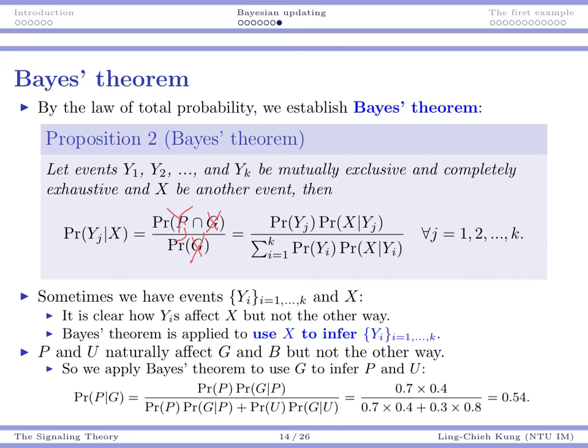In general, in some cases, it is clear how yi's affect x, right? We sometimes know that whether a product is popular affects whether the product is sold. So when we are doing updating, we are going in the reverse direction. We use x, we use the observation to update our belief about those hidden facts, and that's Bayesian updating. Okay, so this is the formula. You may want to go over it.